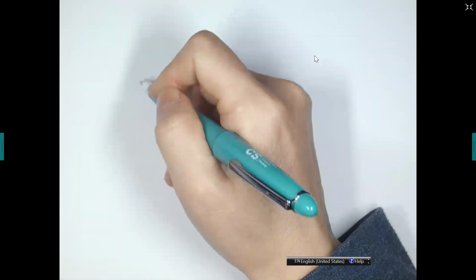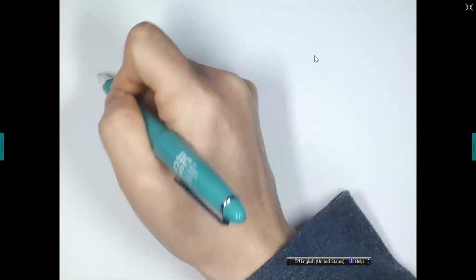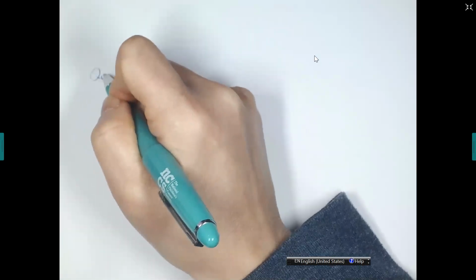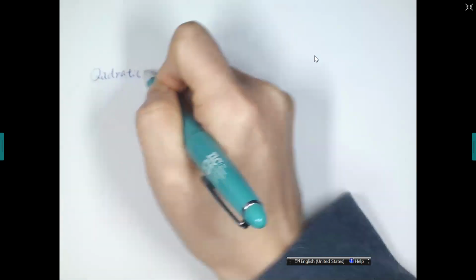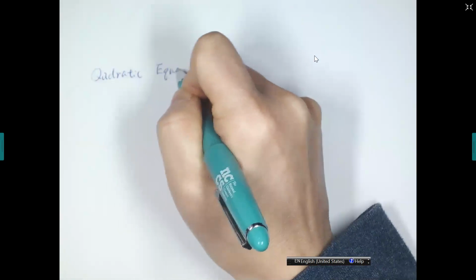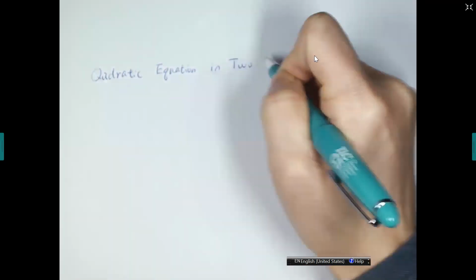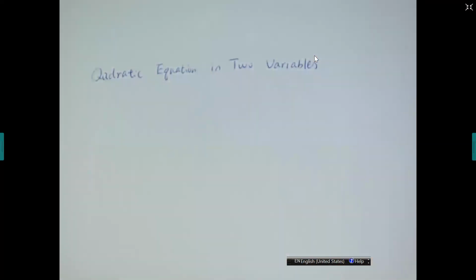Here we go. This is what we are going to do. We are going to graph the quadratic equation in two variables. What kind of equations are quadratic equations in two variables?